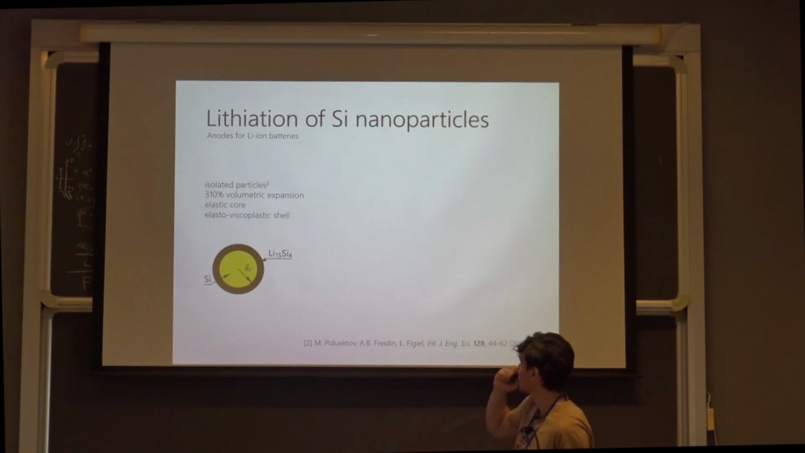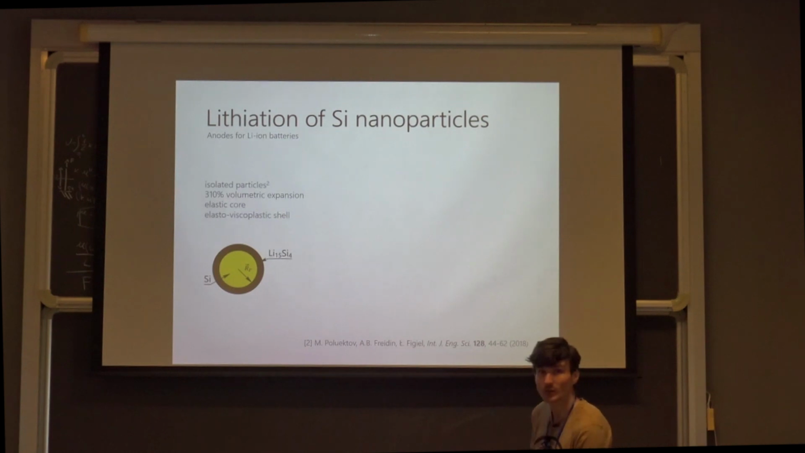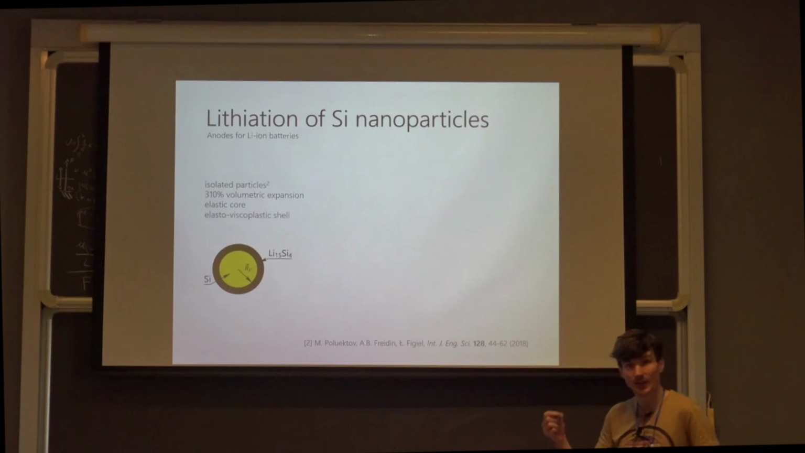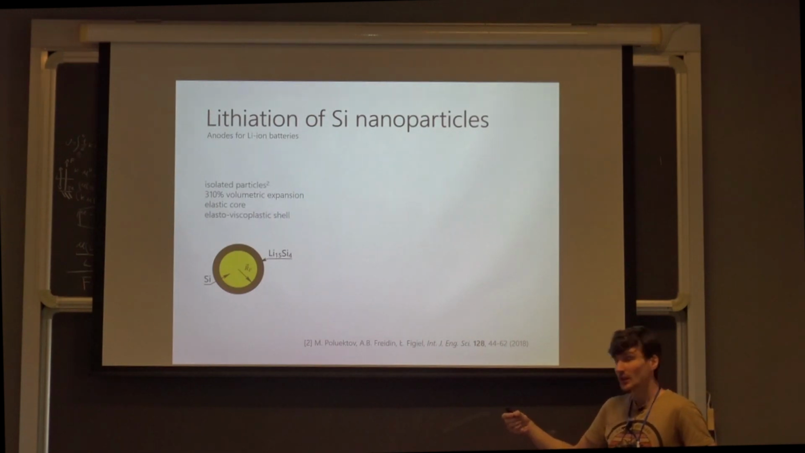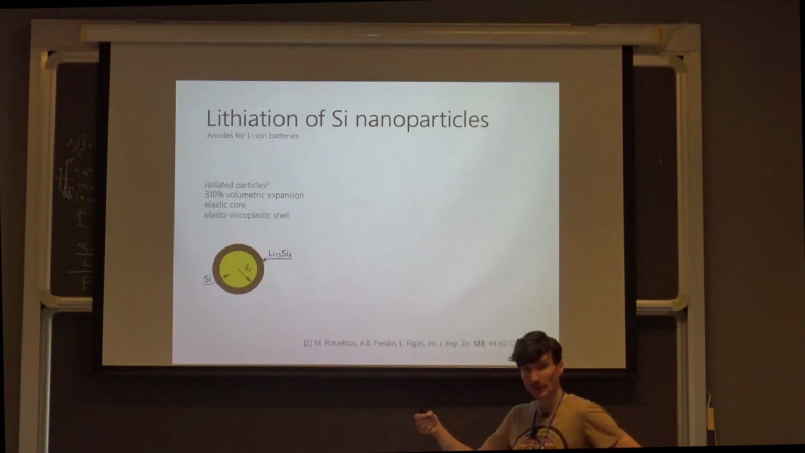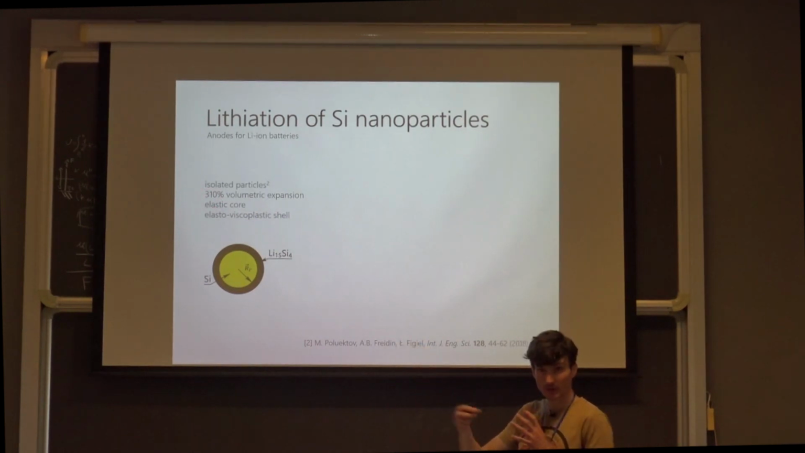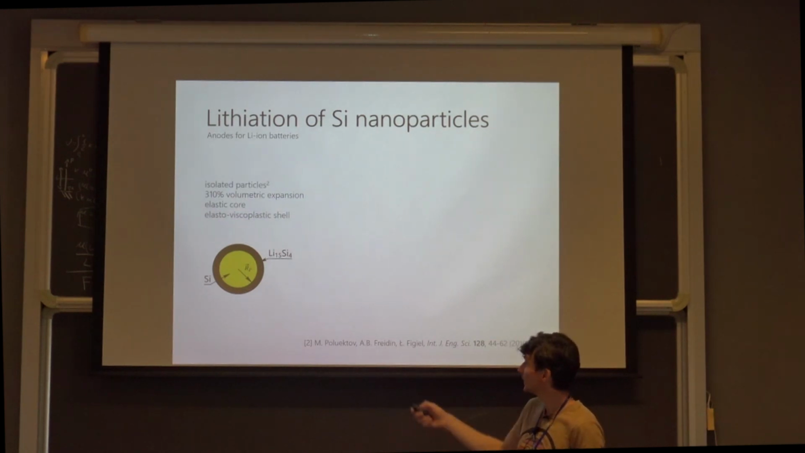The first thing we modeled was lithiation of silicon nanoparticles in anodes of lithium-ion batteries. The problem with silicon is that it undergoes huge volumetric expansion when it's subjected to lithium, and this produces enormous stresses, and the stresses block the chemical reaction. Obviously we don't want the chemical reaction to block, because we want our battery to undergo full 100% lithiation. So we model particles with an elastic core, because the core doesn't have deviatoric stresses applied to it, and an elastoviscoplastic shell in large deformations.